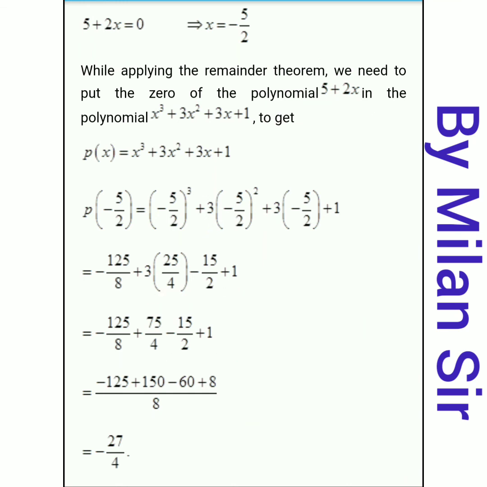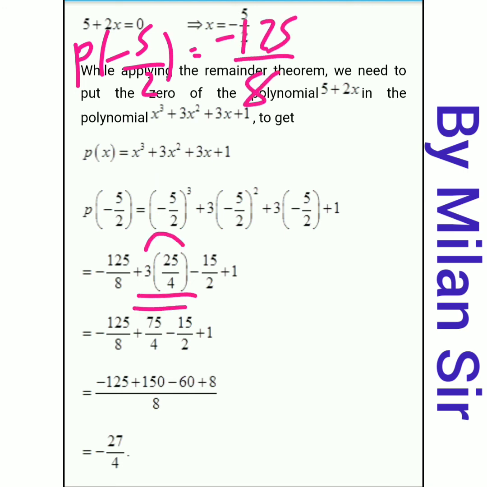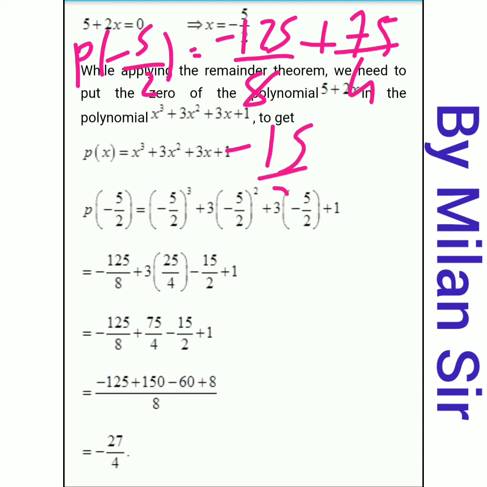Then next step, minus 125 by 8 as it is, but here we need to multiply this numerator. 25 into 3 is 75, right? So 75 by 4, denominator as it is. Then minus 15 by 2 plus 1 as it is. Again here we need to take the LCM. So here in the denominator we have 8, 4 and 2. So our LCM is 8.